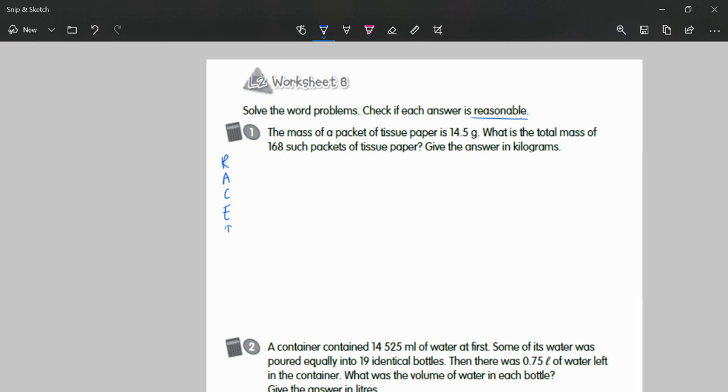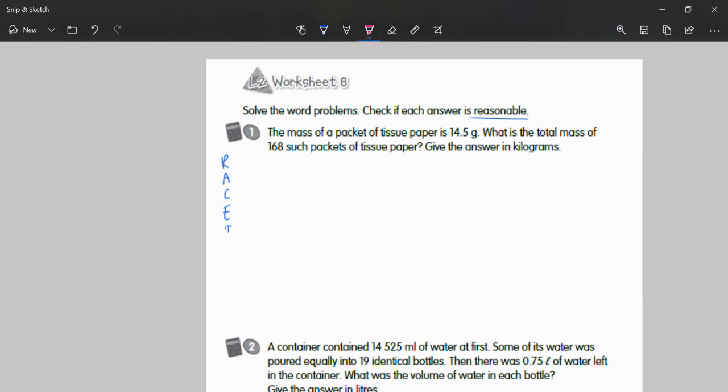Now go with the read. Let's read it together. The mass of a packet of tissue paper is 14.5 grams. What is the total mass of 168 such packets of tissue paper? Give the answer in kilograms. I have the habit of reading it twice, and that second time when I'm reading it, I will highlight or do my annotations. Let's say I use the highlighter and I read it again.